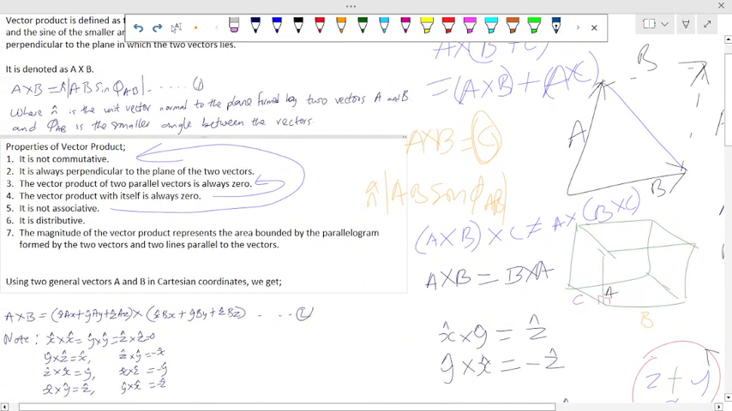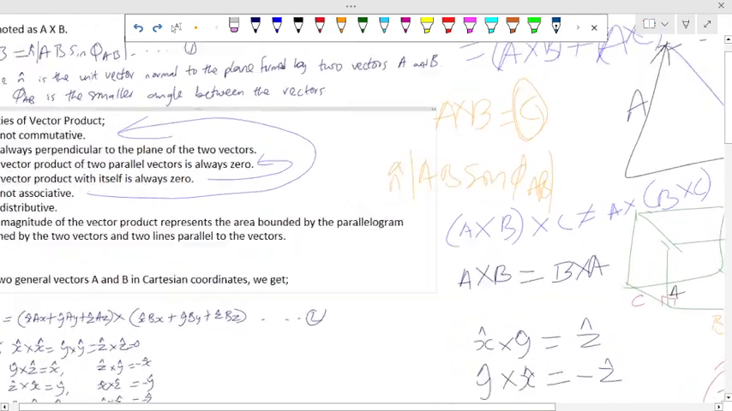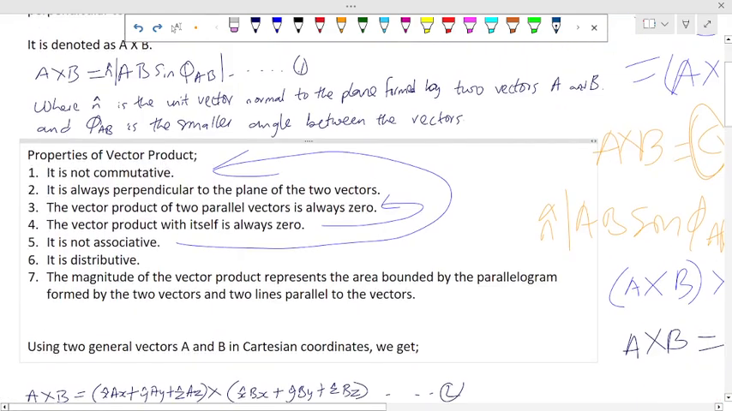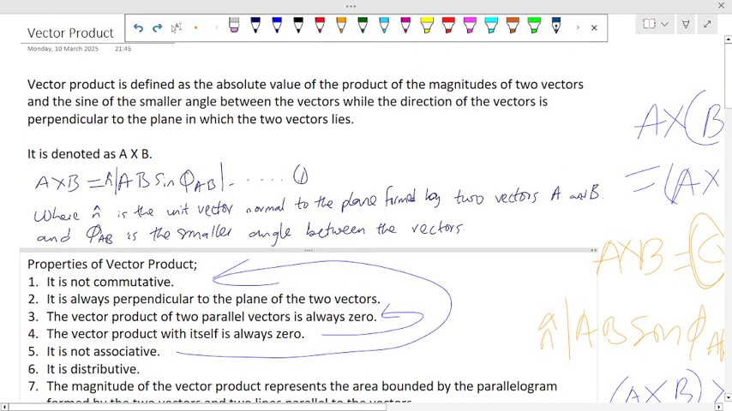It's the same thing as the cross product. In the next video, we are going to go further, consider two vectors A and B, and simplify further in the cross product. I hope this video is helpful. We just talked about the definition of vector product and its properties.